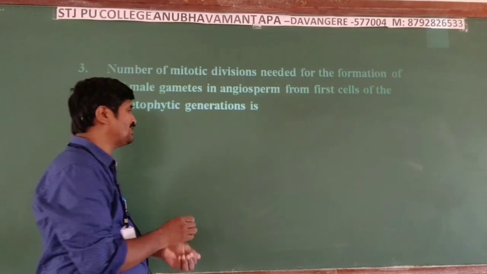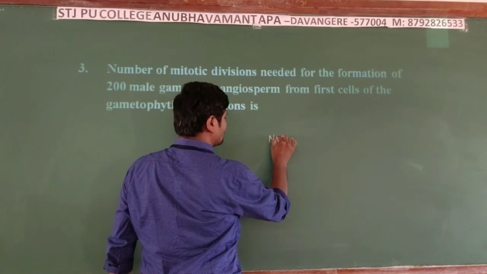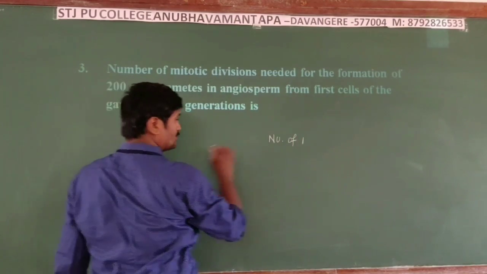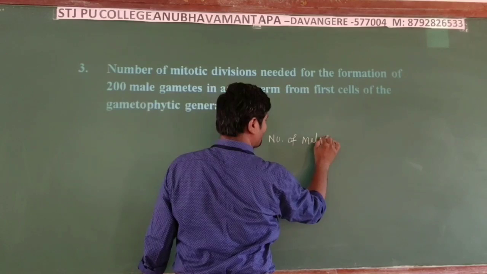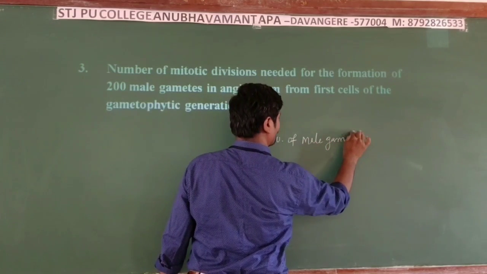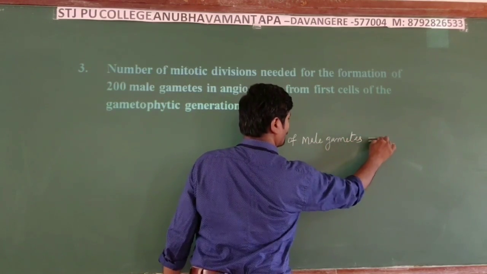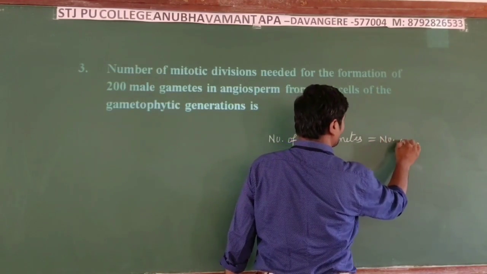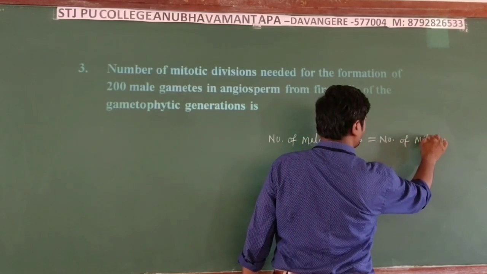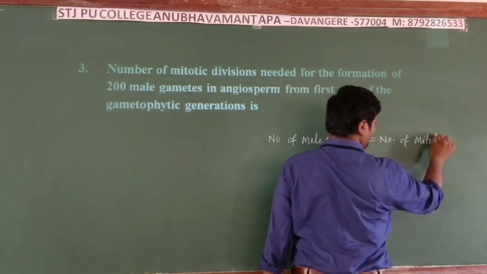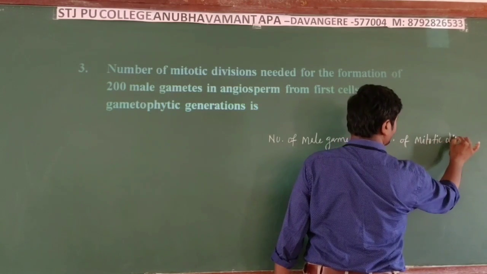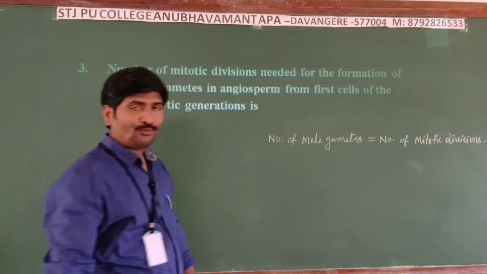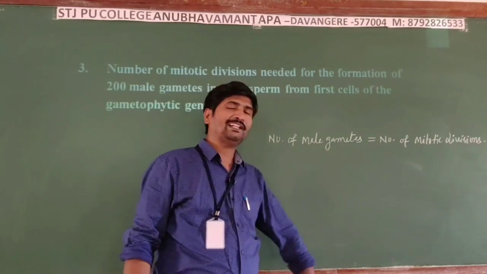Here one simple formula is that the number of male gametes is equal to the number of mitotic divisions. Why is the number of male gametes equivalent to the number of mitotic divisions?